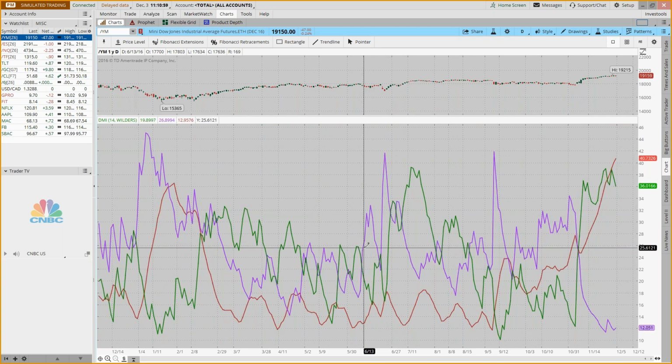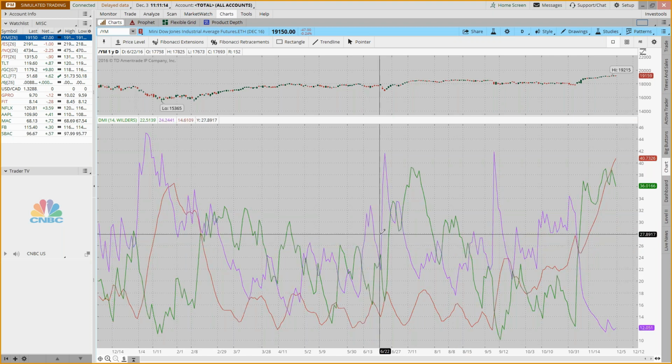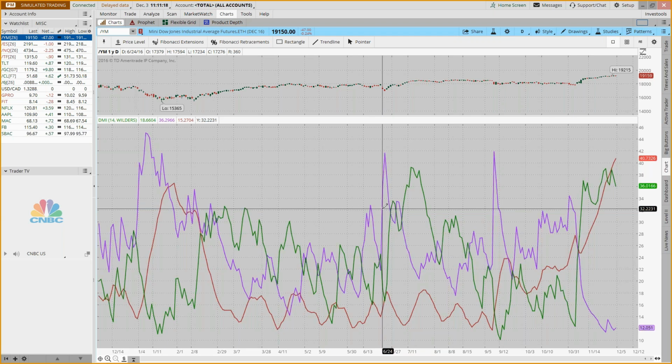The way the default is, the green line is your DM plus. So when the green line is moving higher, price tends to be moving higher. The purple line, as they have it on the default, is actually the DM minus. So when the purple line is above the green line, that means prices are moving lower. The red line is the ADX, which is used for momentum. Now, personally, it always confuses me because I usually look at green for positive, red for negative. So having the purple as the negative and the red as the ADX can confuse me a little.